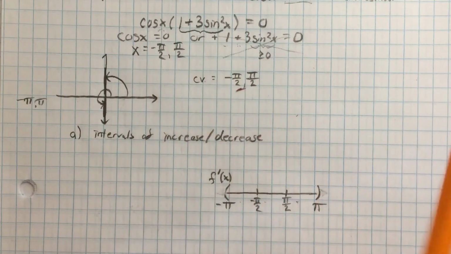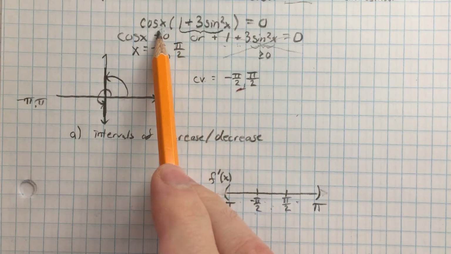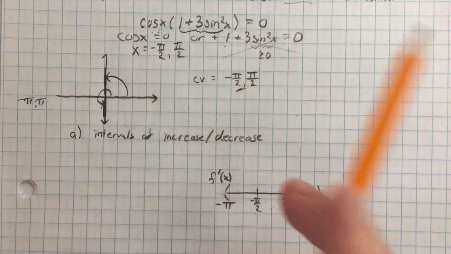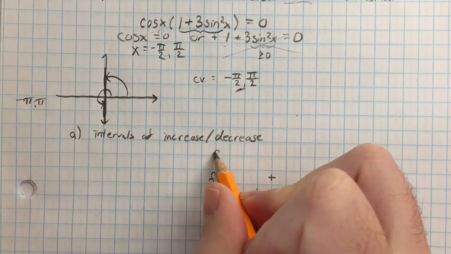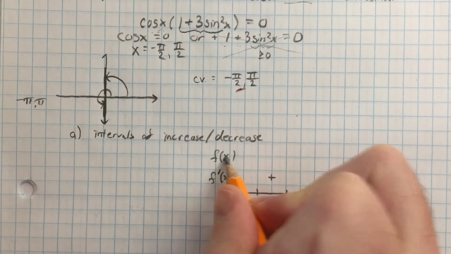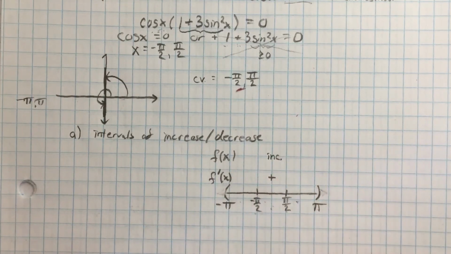Okay? So if we take a test case, I'm going to take 0 firstly here. If I take 0, between negative pi on 2 and pi on 2 for this middle interval, and I plug 0 into the cos function, I'm going to get a positive 1. The important thing is that it's positive. So I have positive times a positive is positive. Therefore, the first derivative is positive here. And we now know that the original function is going to be increasing on this interval. Okay? And now we take test cases over here and over here.